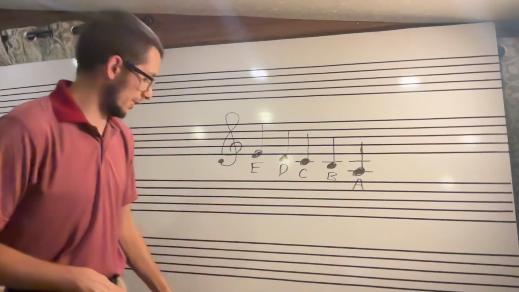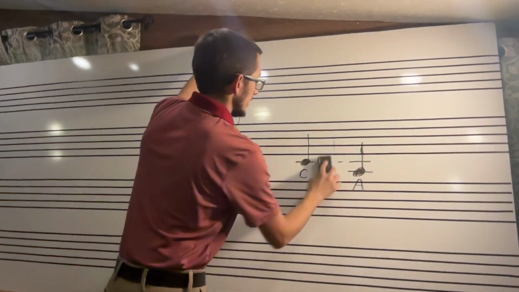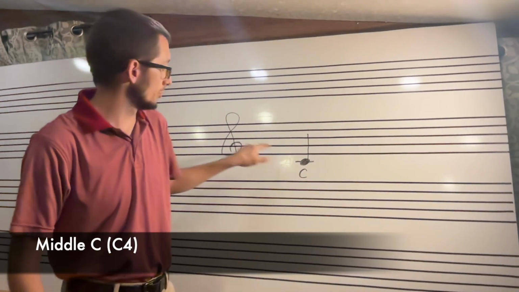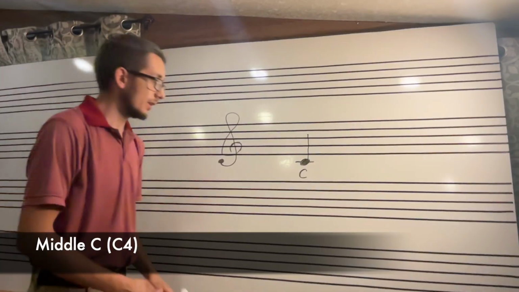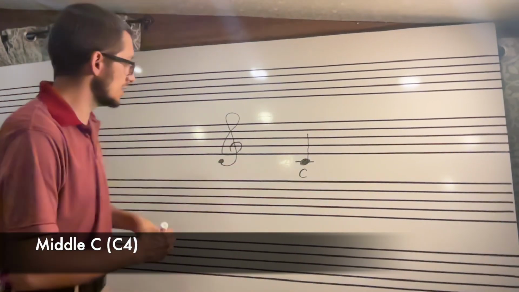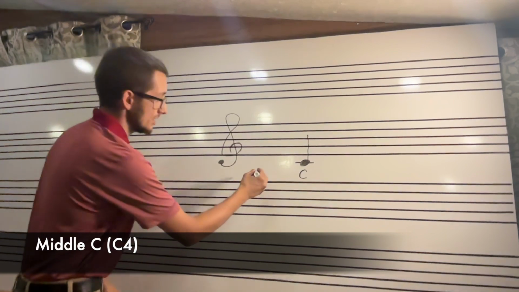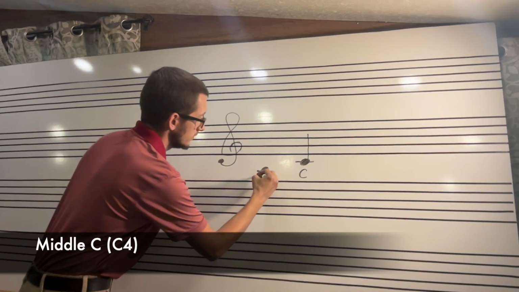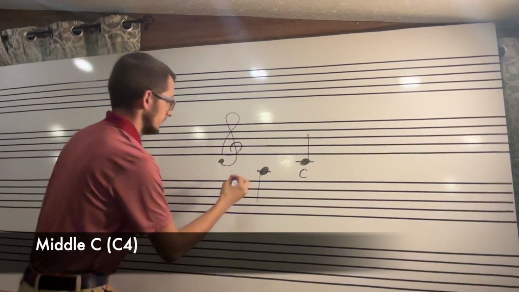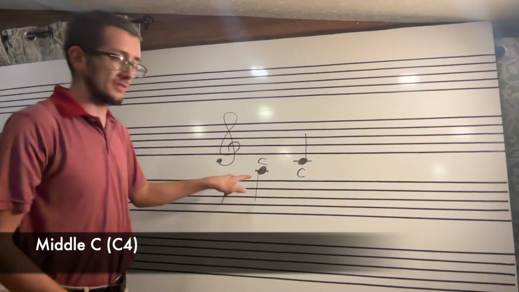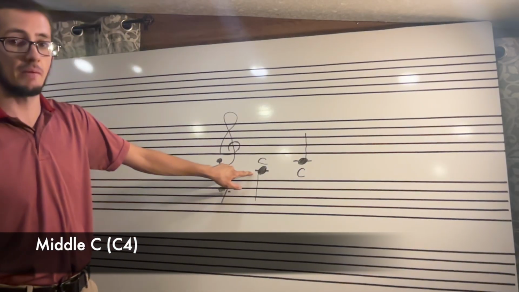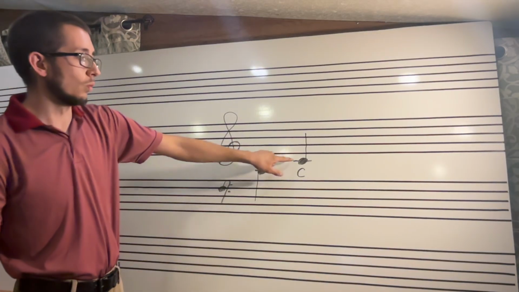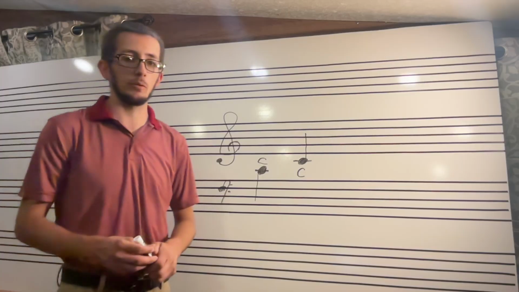Now, the thing I will point out is if we take this C right here, this first ledger line below the treble clef, this is the same exact C as the C that is one ledger line above the bass clef staff. So let me draw a bass clef here. This C that is one ledger line above the bass clef is the same C as the C that is one ledger line below the treble clef.